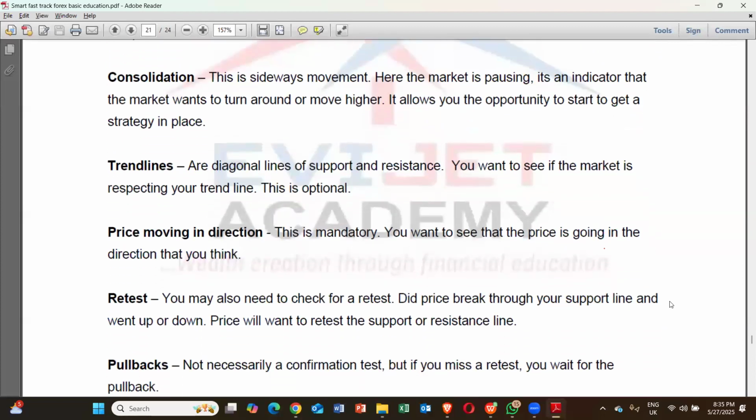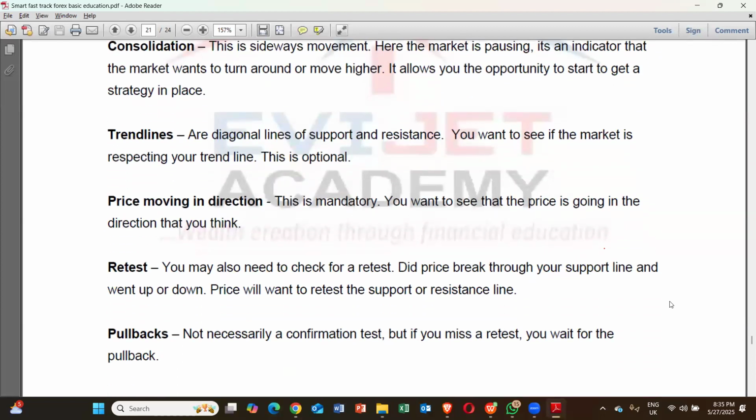Then a retest. Retests are very key. Whenever price breaks through a particular level, either a change of character, a break of structure, or even a break of a trend line, you want to wait for a retest. So if the market was selling and now it broke below a particular zone, you want the market to push up a bit, to go back to possibly that level before it continues downward in the new direction. That is what is called a retest.